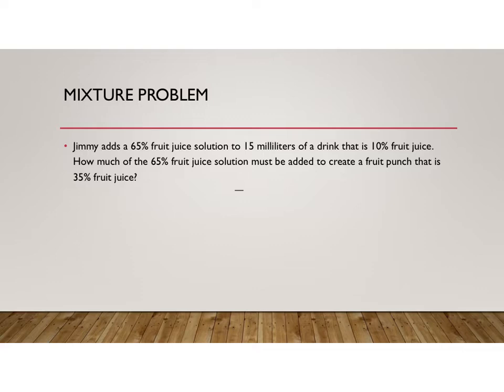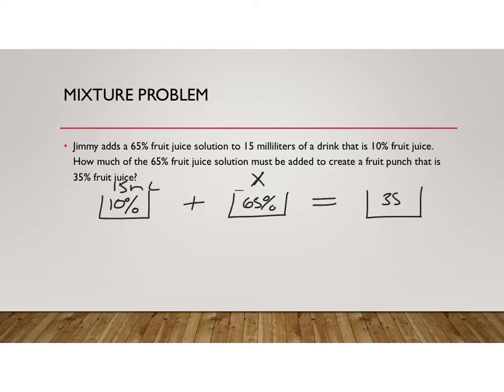So here's another example of a mixture problem. Jimmy adds a 65% fruit juice solution to 15 milliliters of a drink that is 10% fruit juice. So again, we've got a 10% solution. We've got 15 milliliters of that. We're adding a 65% solution, and we don't know how much of that to add. We're going to add as much of that as we need to create a 35% solution. And when we do that, we'd have 15 plus the X.